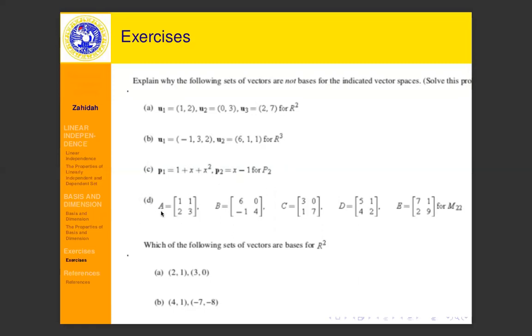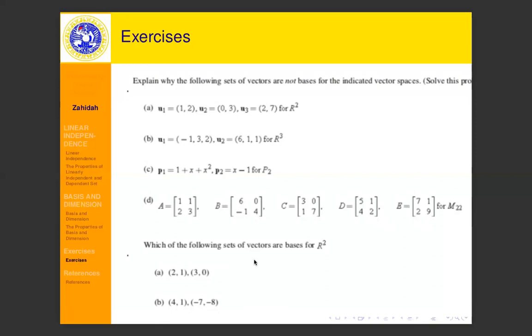Okay, what about D? We have 5 matrices here and our vector space is M2,2. Do you remember the dimension of this vector space? Yes, 2 times 2, 4. So, okay, but we have 5 matrices here. It means that it doesn't hold the first one. Yeah, linearly dependent.